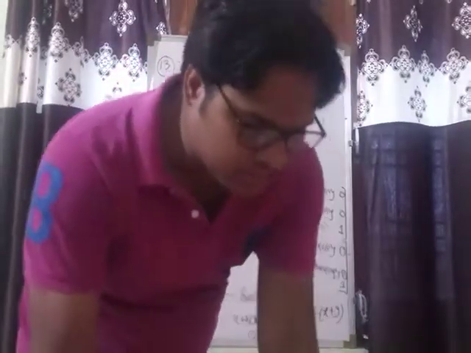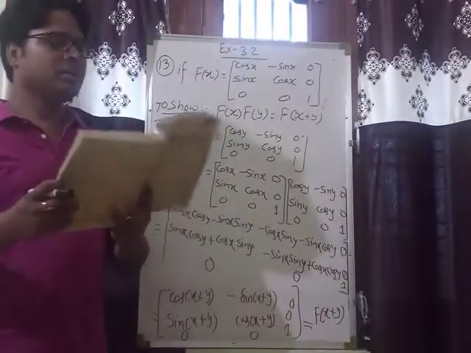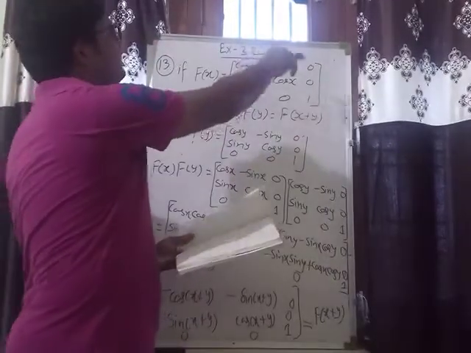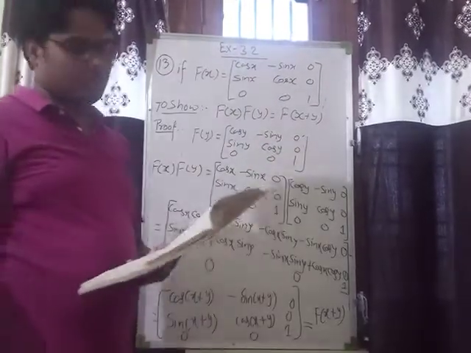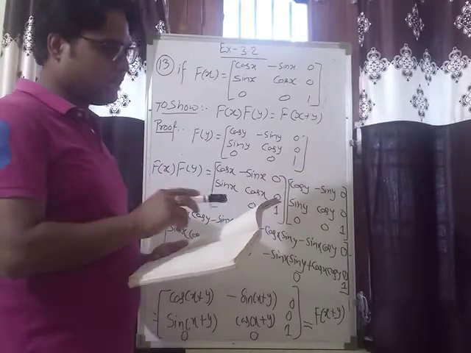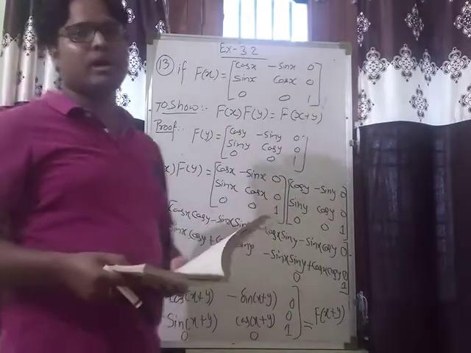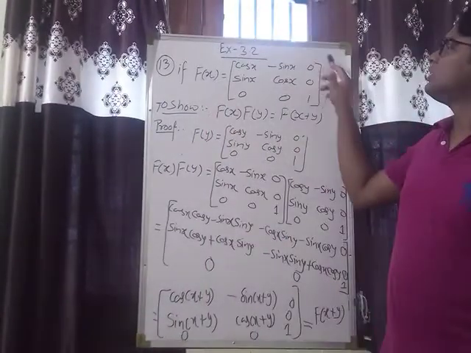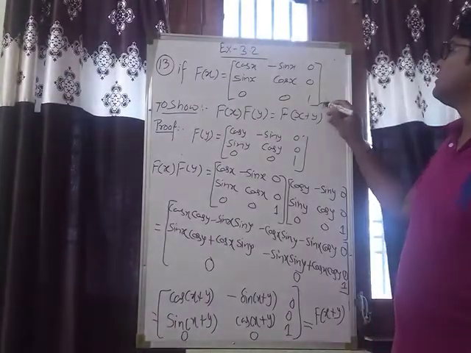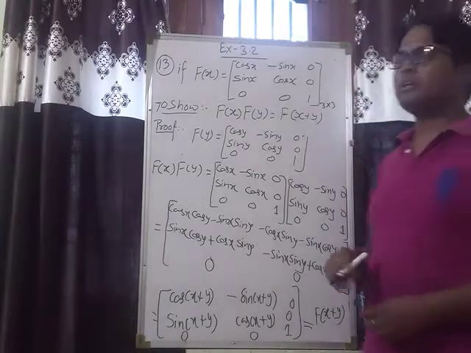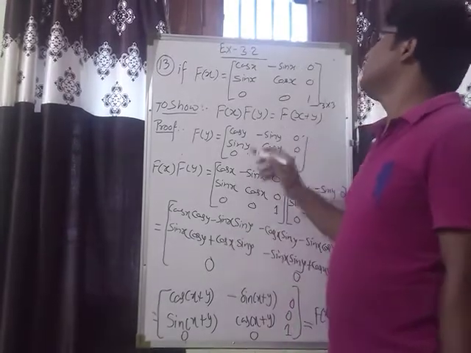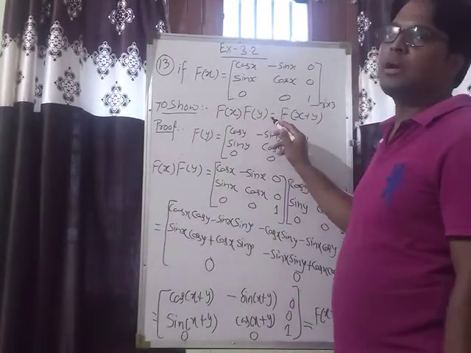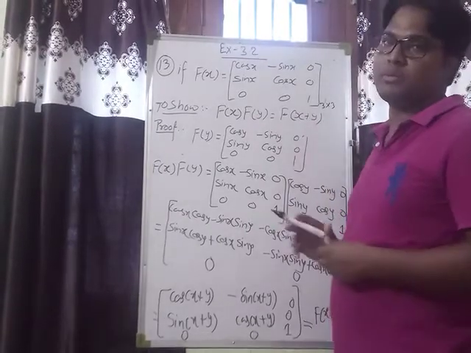Question number 13 is, if f(x) is this one, f(x) is given, then we have to show that f(x) into f(y) is equal to f of x plus y. f(x) is this 3 by 3 matrix, its order is 3 by 3. We have to show f(x) into f(y) is equal to f of x plus y.